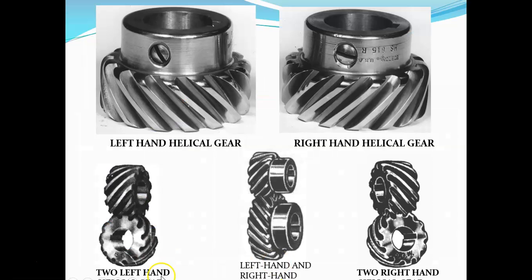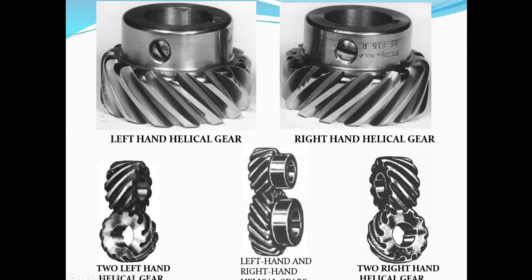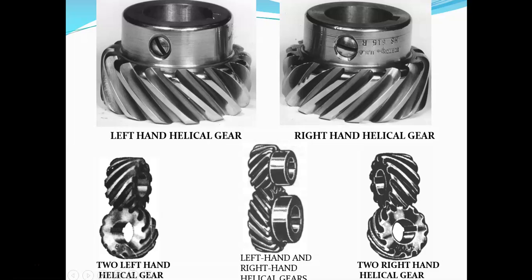I'm going to try to change the view where you might be able to see it a little bit better. Okay, maybe you can see that. So at the bottom, you've got two left-hand helical gears, so your shafts are running perpendicular, and two right-hand angles, your shafts are still running perpendicular. You have to take a left hand and a right hand to get your shafts running parallel.